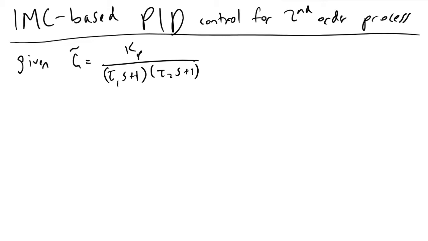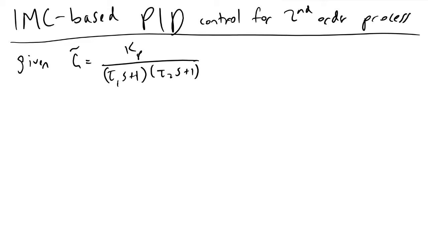Figuring out these tuning parameters can be very tricky. And so we use methods such as IMC, the internal model control method, to determine the best tuning parameters to go with in our system. In this video, I'll work through how we can take a second order physical process and derive what the tuning parameters should be.